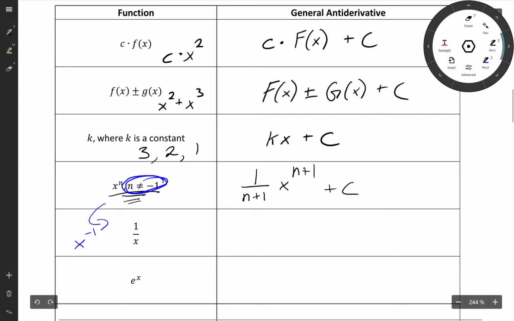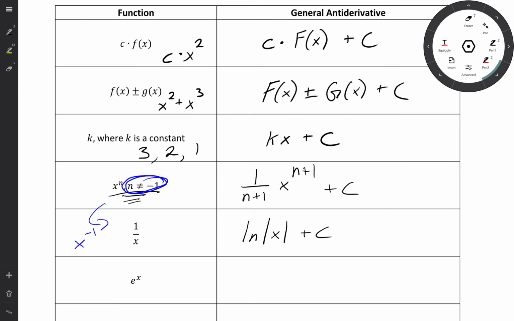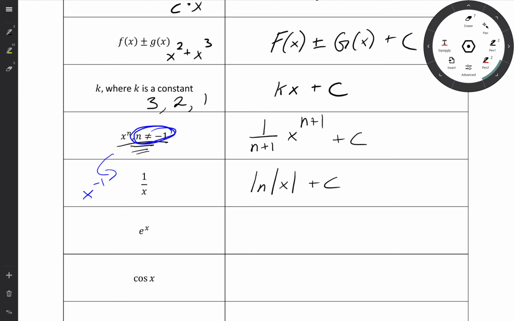So the next one is this 1 over x. If you think really, really far back to our derivatives, what function had a derivative of 1 over x? If you guys remember correctly, this is the natural log of the absolute value of x plus c. Now the question is, why do we need the absolute value signs? And the answer is because if x is negative, it kind of ruins the problem because you can't plug negatives into a log. So no negatives, so you have to have these absolute value signs. You have to have them.